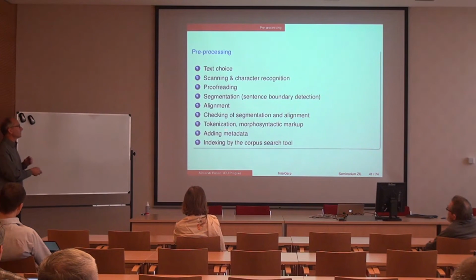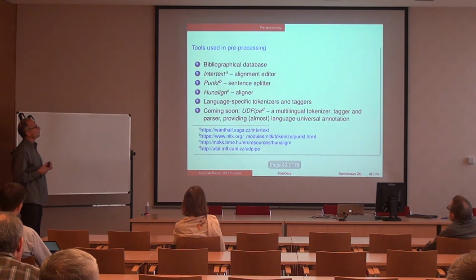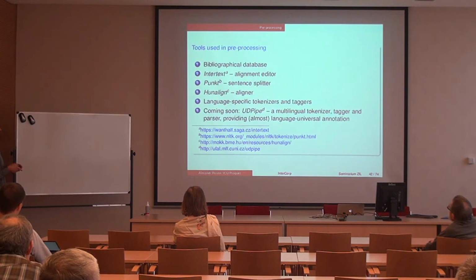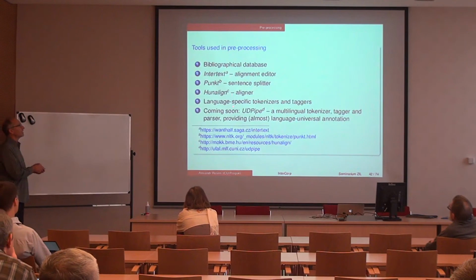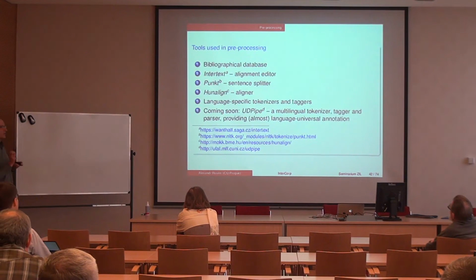I'll show you later. Then you do tokenization, morphosyntactic annotation, add metadata, and you insert it into the corpus search tool. So we have a bibliographical database for this metadata. We have the alignment editor, where you can do the automatic alignment and then edit the result. We have a sentence splitter and aligner, which is integrated in InterText, and we have language-specific tokenizers and taggers. Language-specific means that for each language we have a separate tool that does this job.